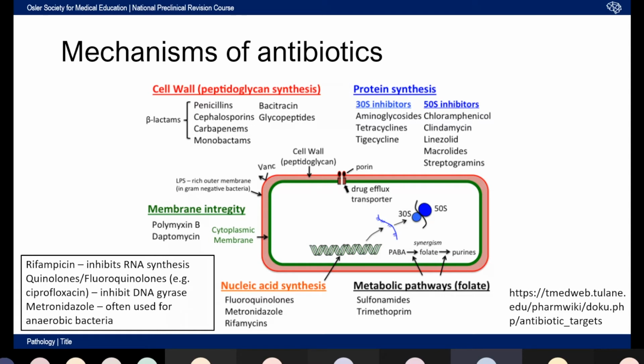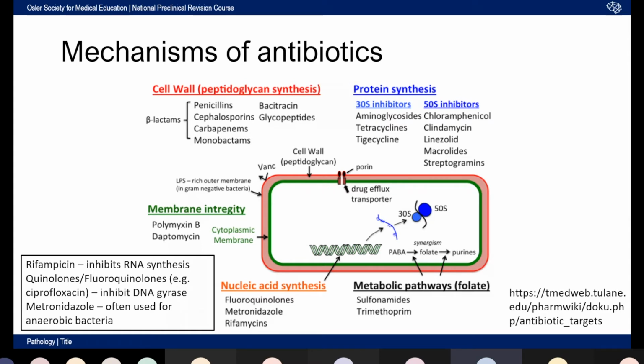Sulfonamides and trimethoprim both block different enzymes in the synthesis of folate. So sulfonamide inhibits DAS, whereas trimethoprim inhibits dihydrofolate reductase. And these are often used together for maximum impact.